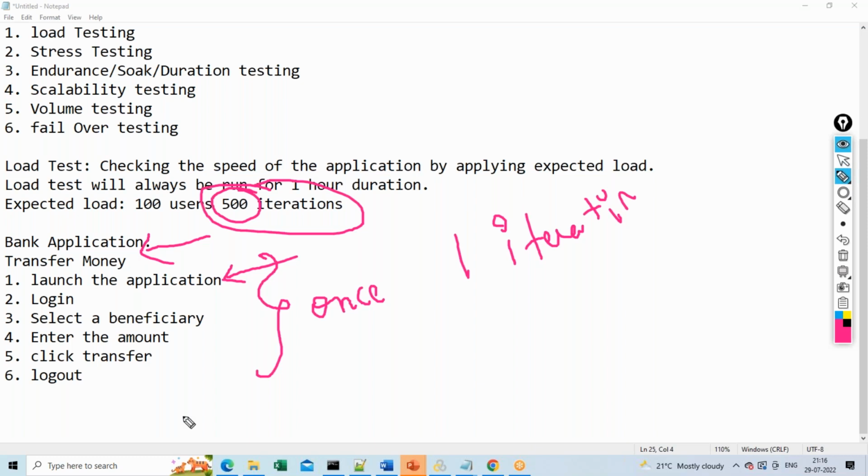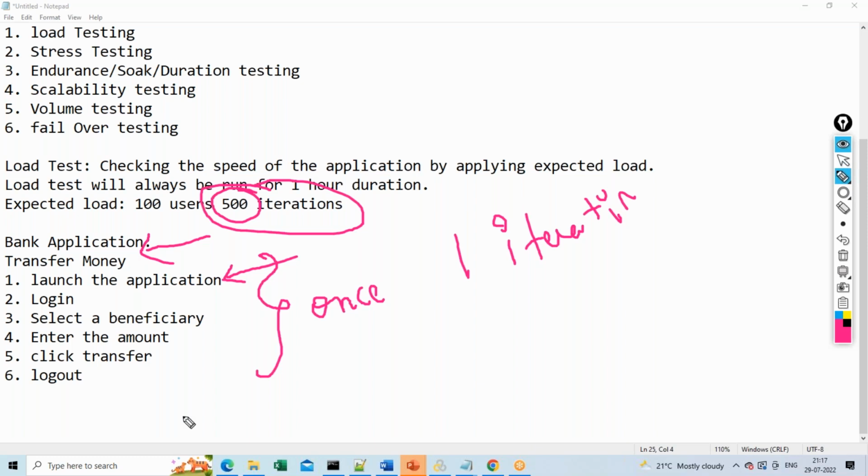Our performance testing work, or our daily project activity, starts with requirements gathering. That means we should gather some information from the client. What are the things that we need to gather from the client? We will discuss that in our upcoming sessions. Maybe after 2 sessions, we have one important session on requirements gathering.